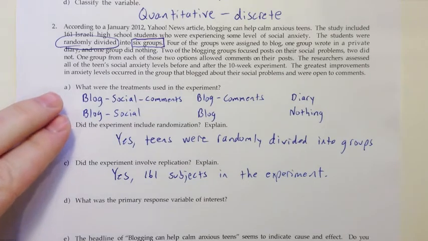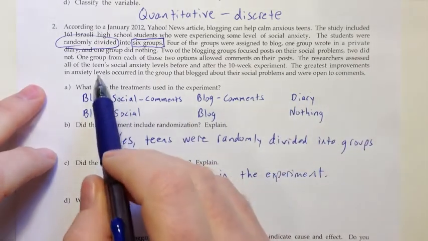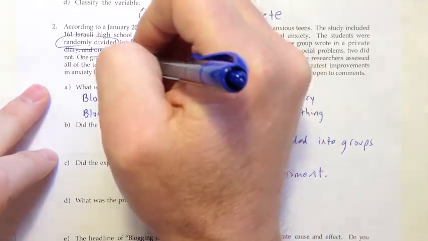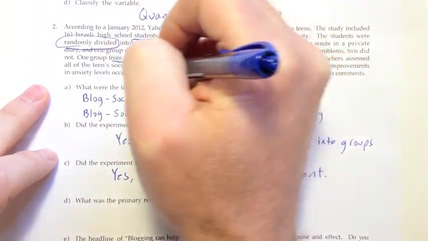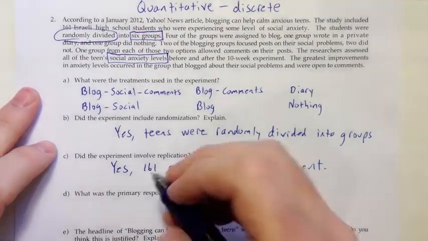So these are the treatments, but what were they looking to see if it was affected by that? And it said that the researchers assessed all of the teens' social anxiety levels before and after the 10-week experiment. So I think I would say that their social anxiety levels would be the response variable of interest.